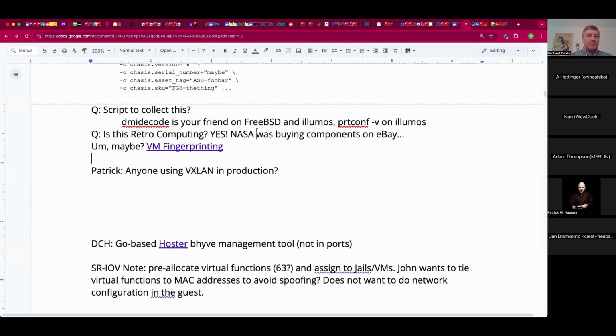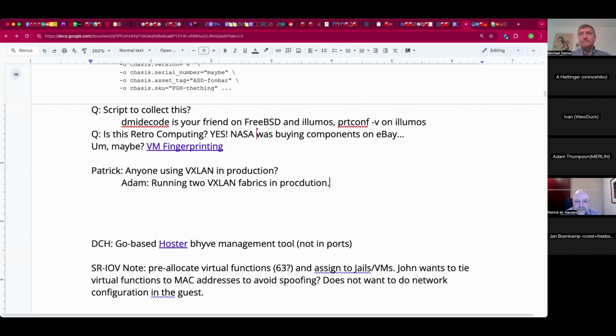Hallelujah. Shall we segue, as you just mentioned, Cisco contraptions? Should we talk about just VXLAN in production? Sounds like some are doing it. I run two separate VXLAN fabrics in production, which is unfortunate. They should be one, but they're two. One is actually tunneled through the other just to make life interesting.